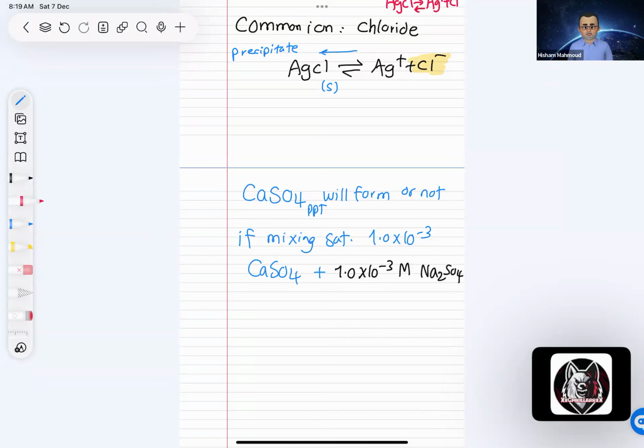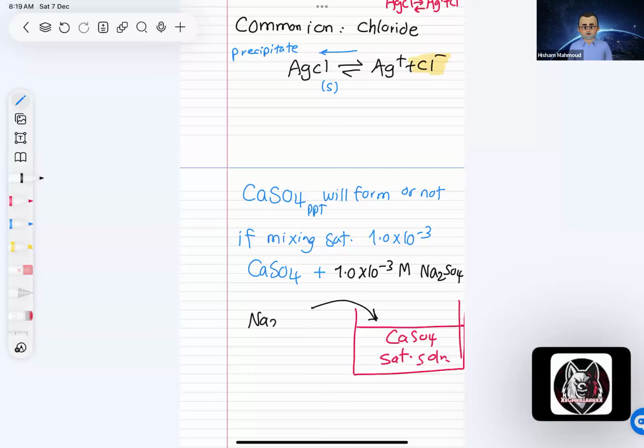So I have a saturated solution of calcium sulfate. And then I'm going to add some of the sodium sulfate. Sodium sulfate is going to make sodium and sulfate ions, so it will increase the concentration of the sulfate ions in the solution. And then that will make the solution go to the left, so it will form more of the precipitate. But is this going to happen or not?